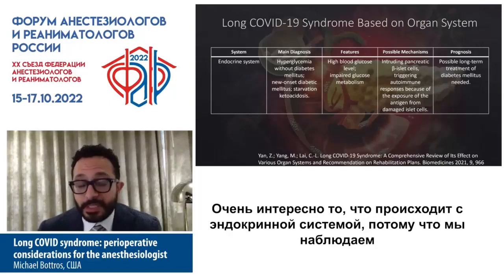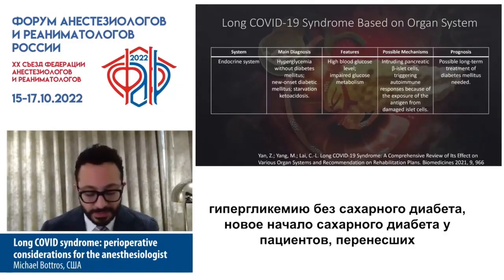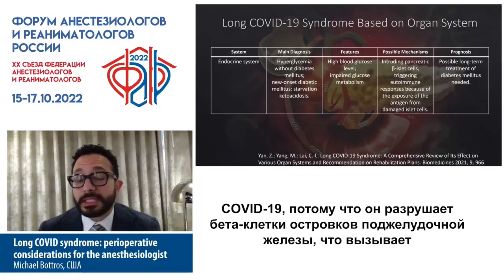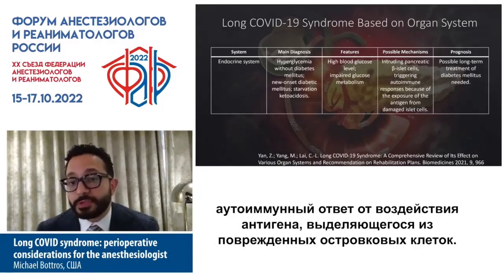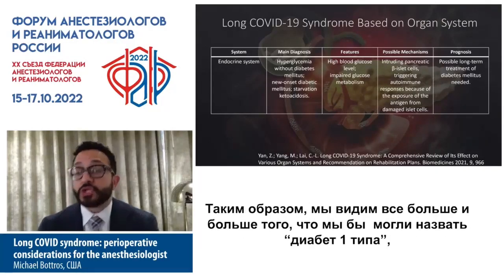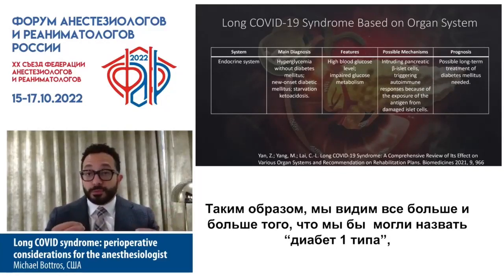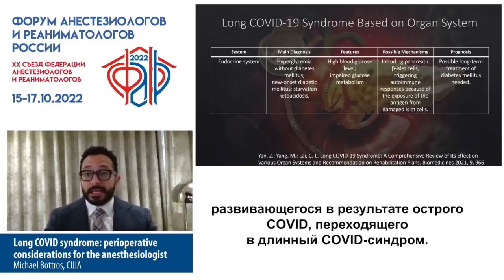What's very interesting is what happens to the endocrine system, because we're seeing hyperglycemia without diabetes mellitus. New onset diabetes mellitus in patients who have had COVID-19, because it is destroying pancreatic beta islet cells. It's triggering an autoimmune response from the exposure of the antigen from damaged islet cells. So we're seeing more and more newly diagnosed, almost what we would call type 1 diabetics as a result of acute COVID developing into this long COVID syndrome.